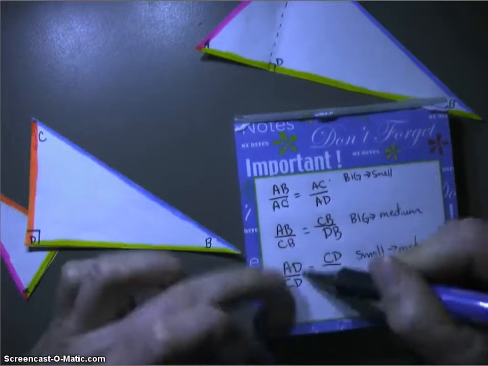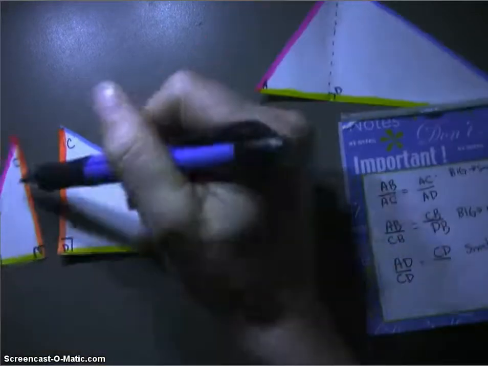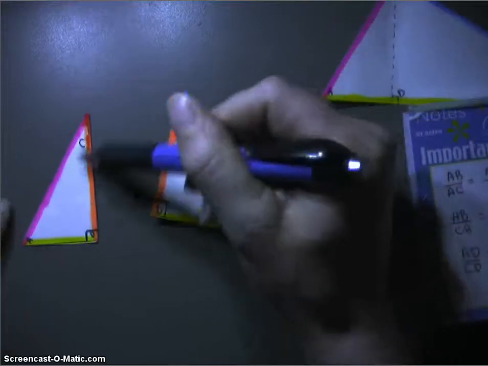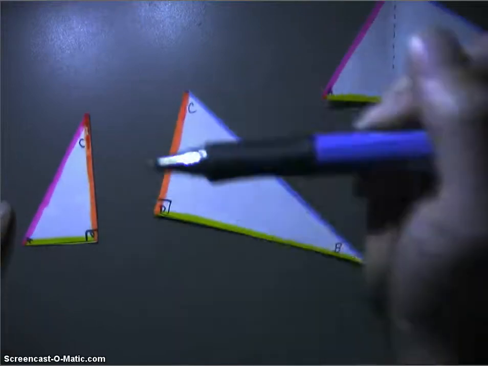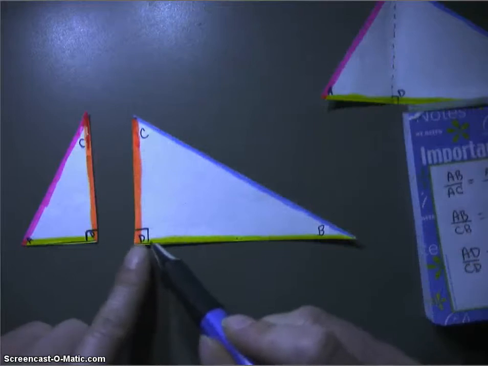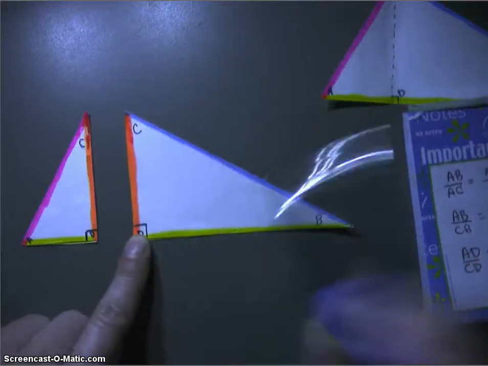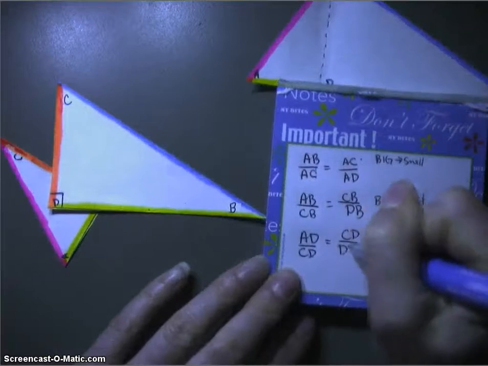Okay, small to medium, small to medium. On my small triangle, segment CD, that's the longer leg on my little triangle, and that's got to match up with the longer leg on my big triangle. It's not CD, it's actually DB. This is the short one, this would be the long one.